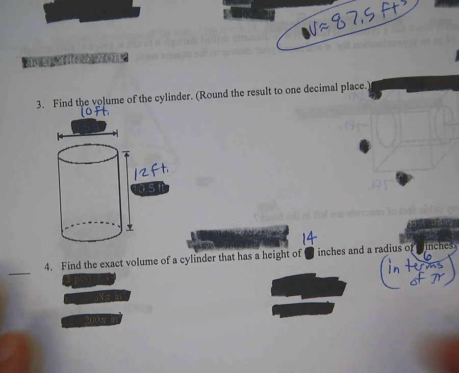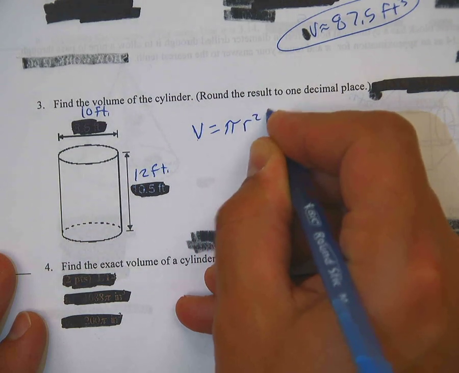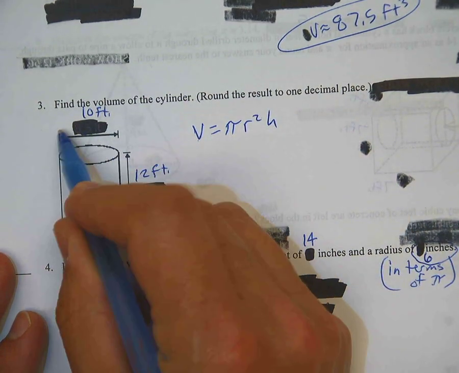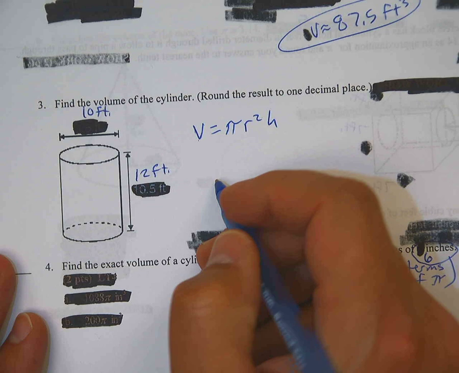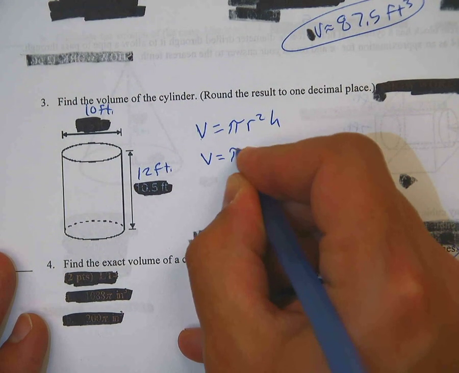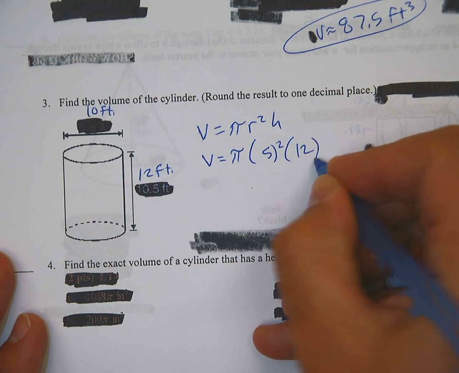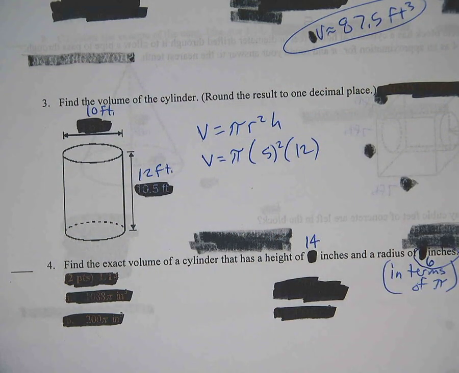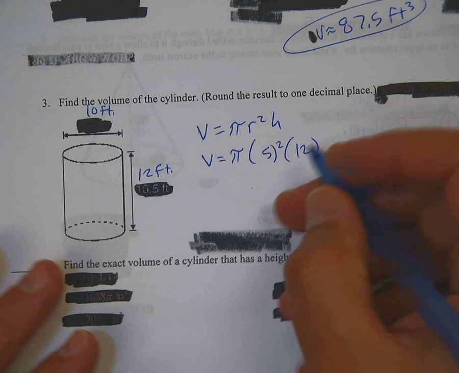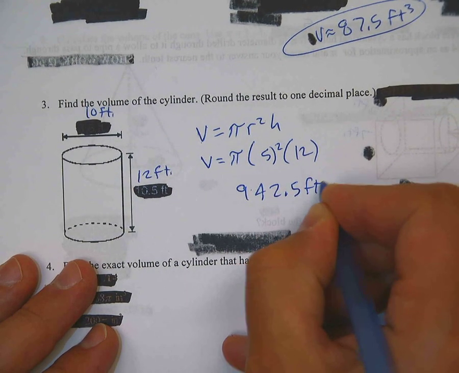Find the volume of the cylinder. Well, the volume of a cylinder is pi r squared times height. We've got to take half of the diameter here. So half of the diameter is going to be 5 squared, and the height is going to be 12. We're going to take 25 times 12 times pi, and we get about 942.5 cubic feet.